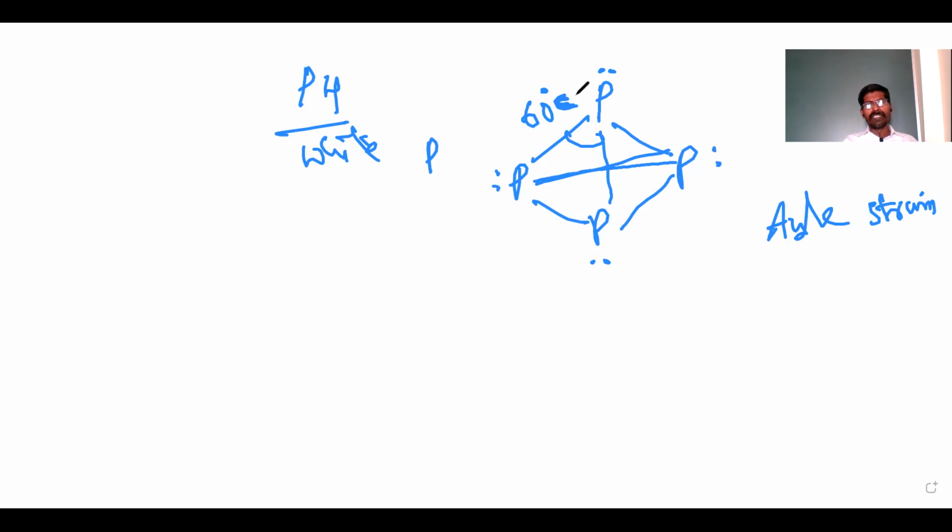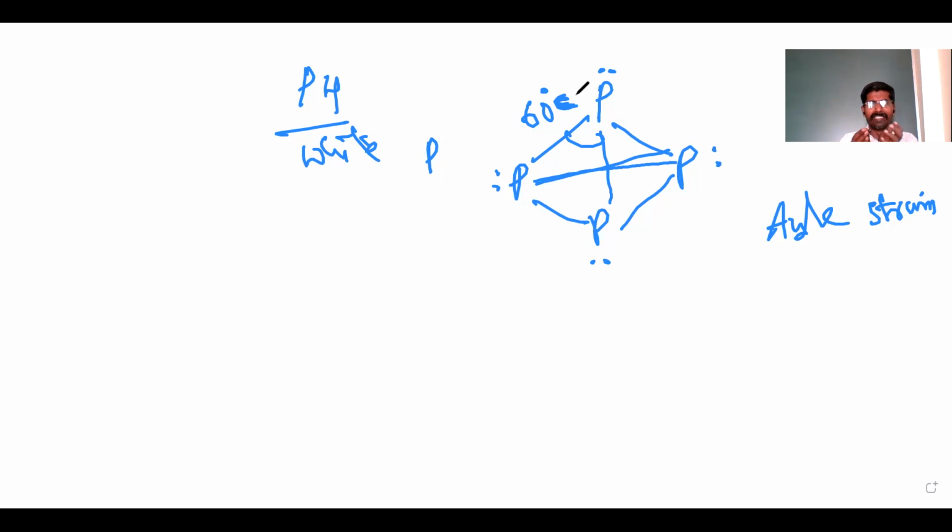But one more thing: white phosphorus is less stable in nature. Less stable means it is more reactive in nature. Now, what is the reason why it is more reactive? That means less stable means more reactive.